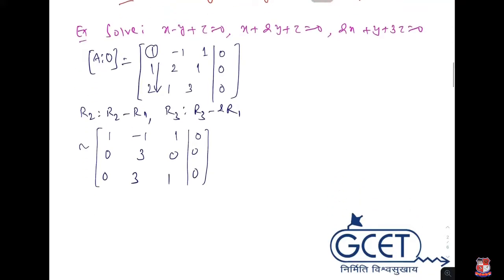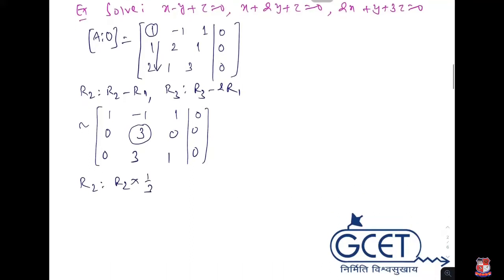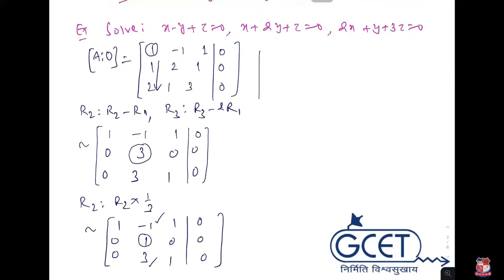Okay, and now we make this entry to be 1. So R2 into 1 by 3, and so this is 1, minus 1, 1, 0, 0, 1, 0, 0, 0, 3, 1, 0. And by using this one we make the entry above and below to be 0.